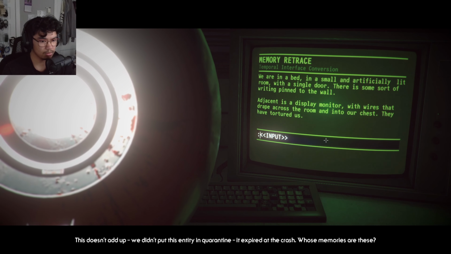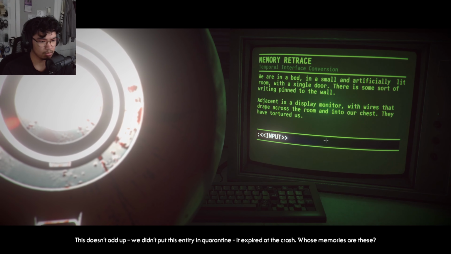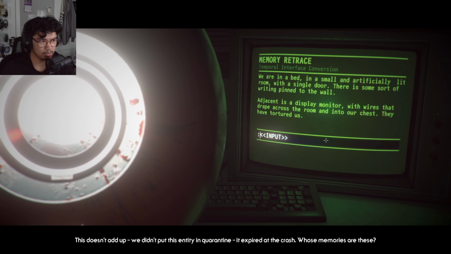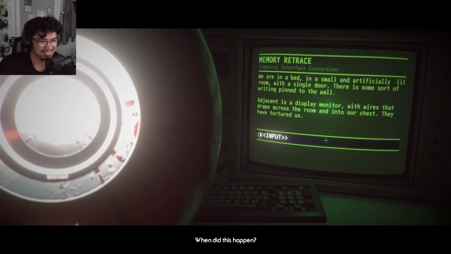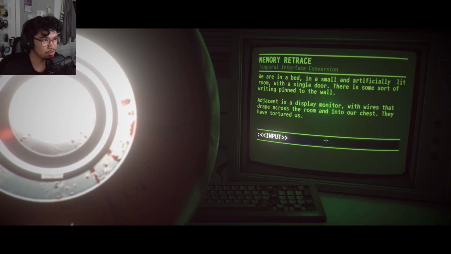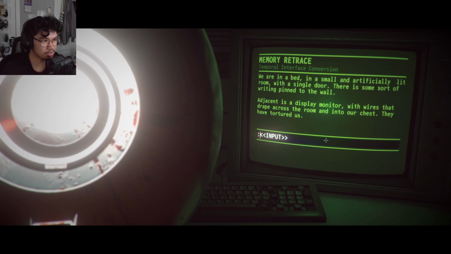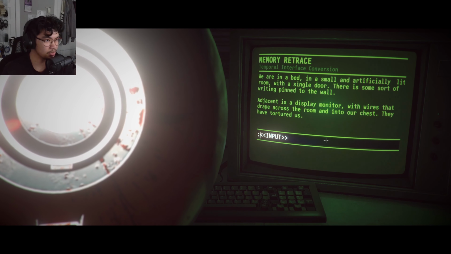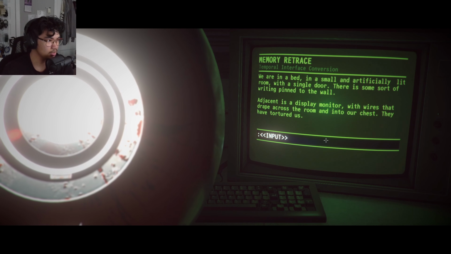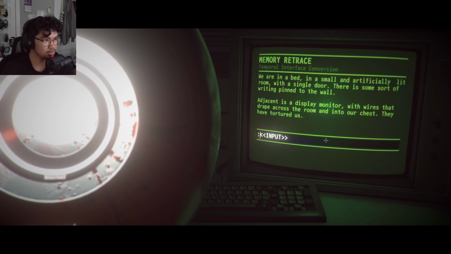This doesn't add up. We didn't put this entity in quarantine. It expired at the crash. Whose memories are these? When did this happen? It's getting interesting. There's some sort of writing pinned to the wall. Adjacent is a display monitor with wires that drape across the room and into our chest. They have tortured us.